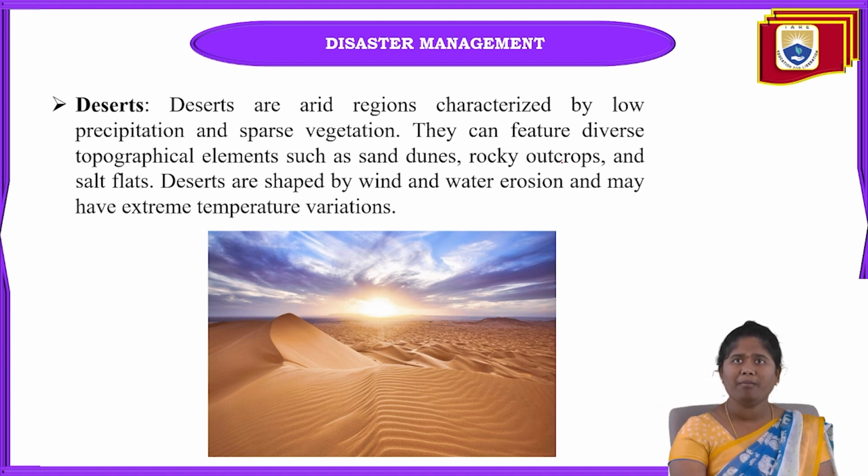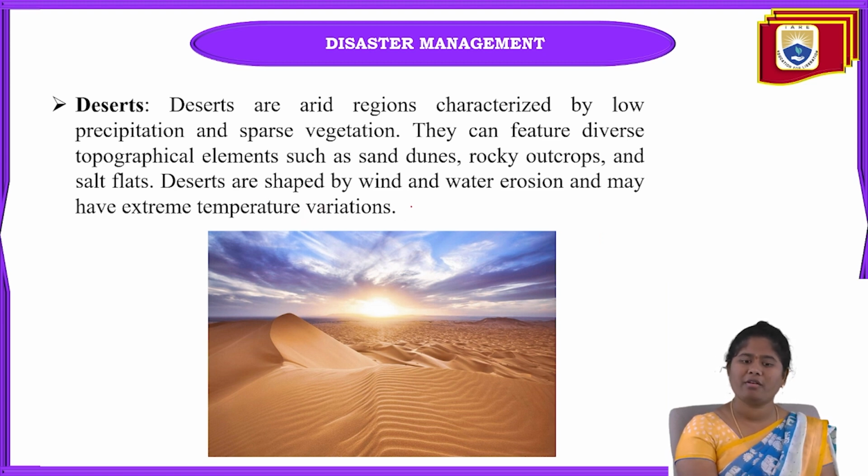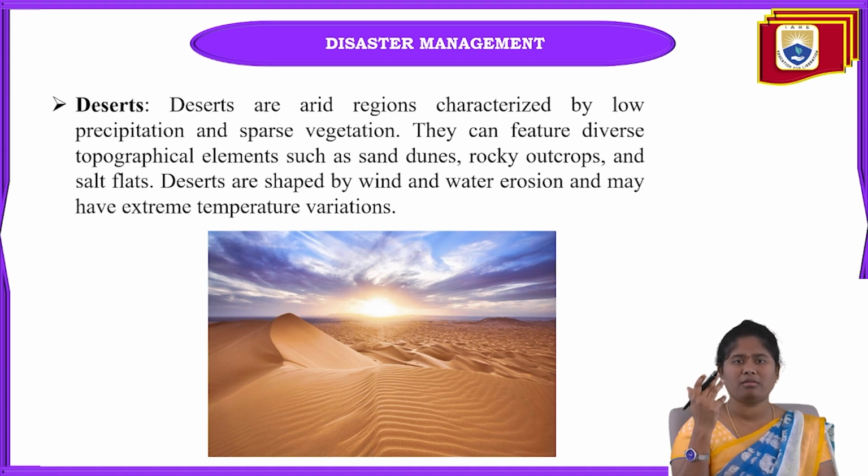And they can feature diverse topographical elements such as sand dunes, rocky outcrops, and also salt flats. Due to these deserts, there will be some topographical elements such as sand dunes, rocky outcrops, and also salt flats. These deserts are mainly shaped by wind and water erosion. When a sand storm occurs, at that time deserts will automatically change their shape. Because of the wind only, deserts are changed.